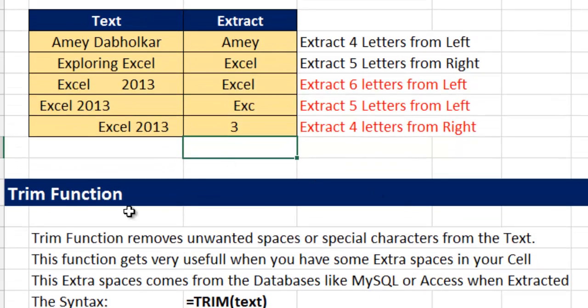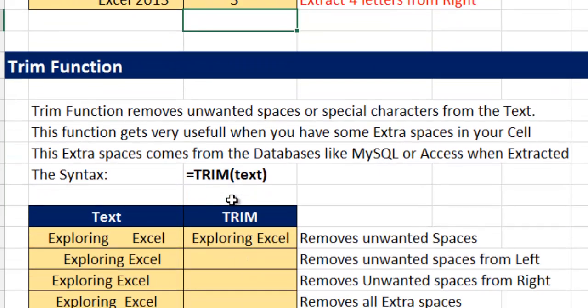The TRIM function removes unwanted spaces or characters in your text. This function gets very useful when you have some extra spaces in your cell. These extra spaces come from a database like MySQL and Access. MySQL and Access are two types of database which are used to store your data, and you can use many other types like SQL Server and others.